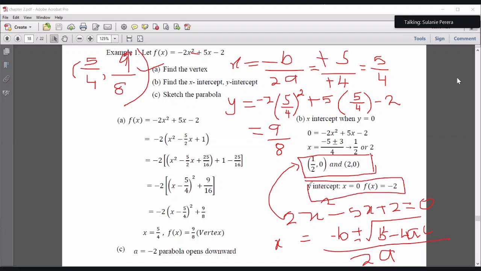Okay, and sketch the parabola. In order to sketch it, we have to figure out whether this has a minimum or a maximum. So if you look at, a is minus 2. So based on the value of a, 31R, can you unmute yourself and tell me whether this will have a minimum or a maximum?